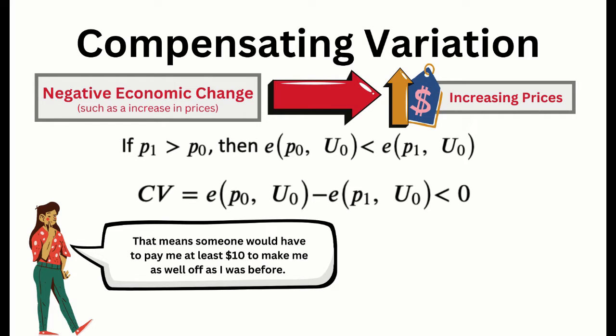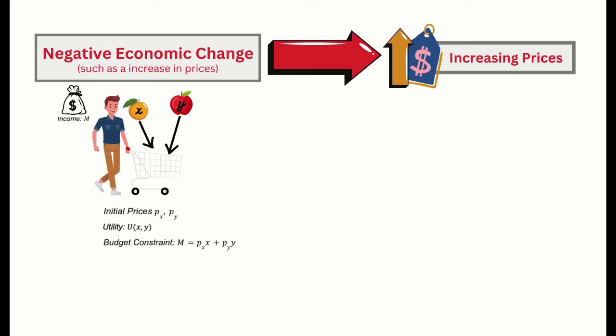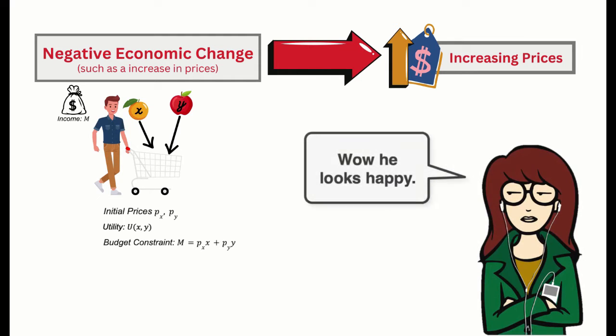So let's have a look at an example, shall we? Here we have a consumer with utility function u of x and y, a budget constraint related directly to his income, and an economic environment where we have prices p of x and p of y. Initially, this rational consumer purchases good x and y in such a way that he is able to maximize his current utility at this given level of income.